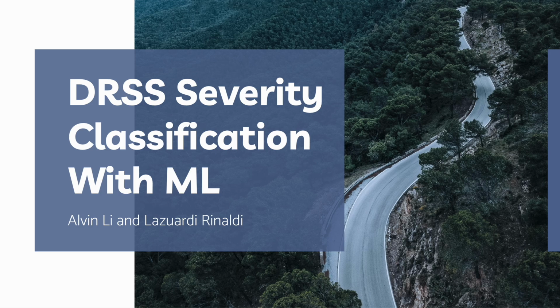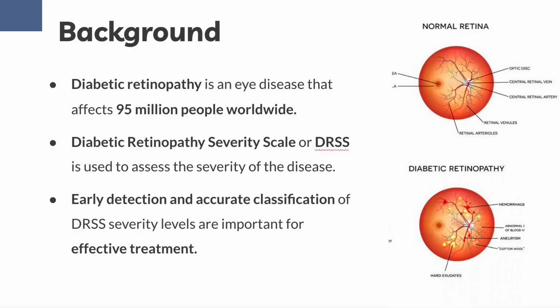So this is Alvin and Audi's DRSS severity classification with ML models. Starting with some background, diabetic retinopathy is a common eye disease that affects 95 million worldwide. DRSS will be the scale that we use to assess and classify the severity of the disease. As you can imagine, to effectively treat people, early detection and accurate classification is necessary.